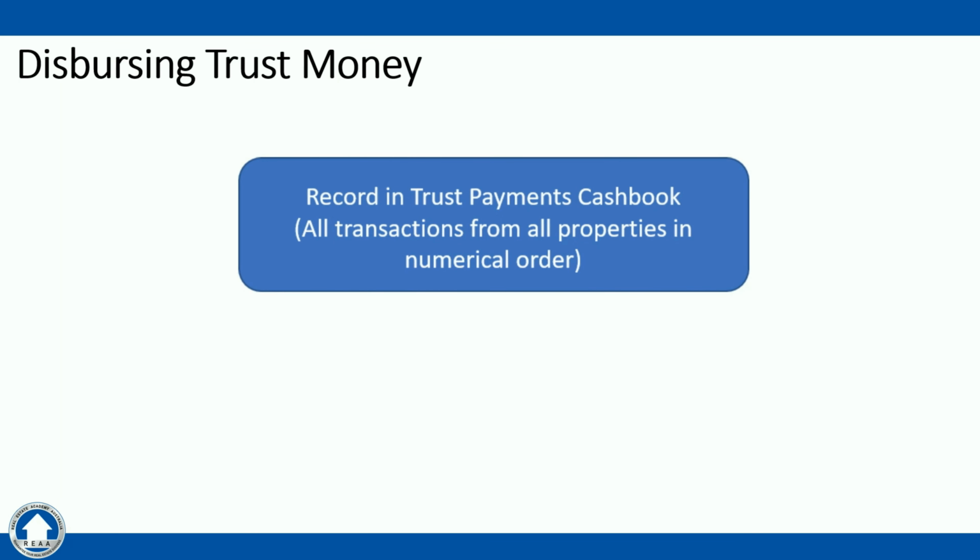Just as we recorded received money into the receipts cash book, all payments that are made out of the trust account are recorded in the payments cash book. Once again, all the payments are listed for all properties in numerical order to ensure all payments for the month are captured.